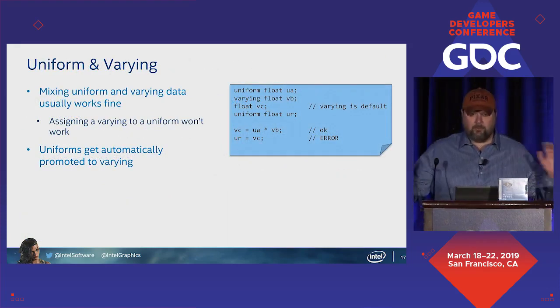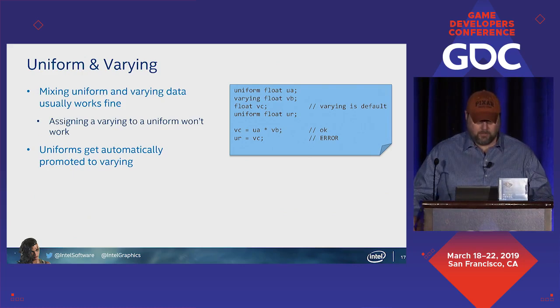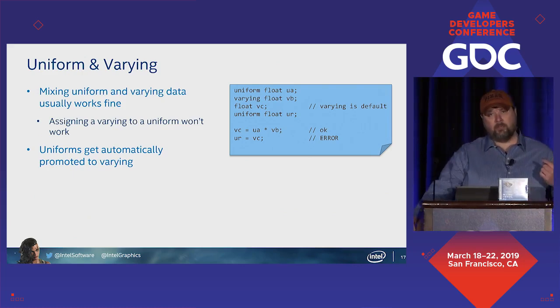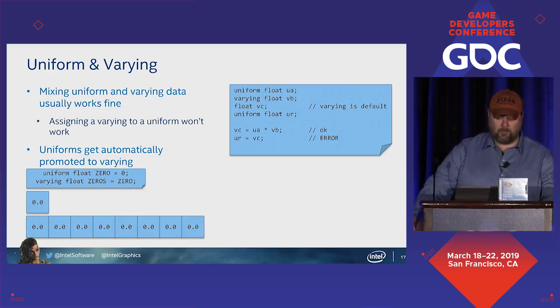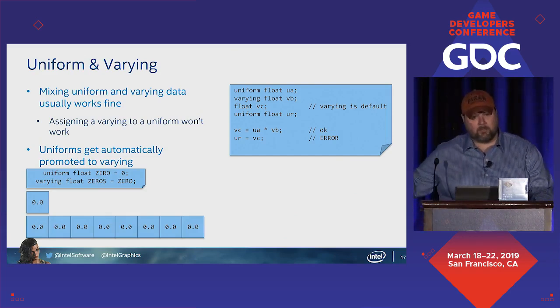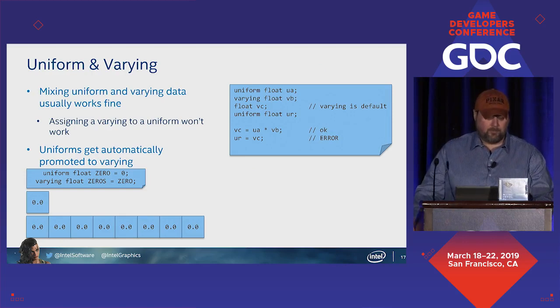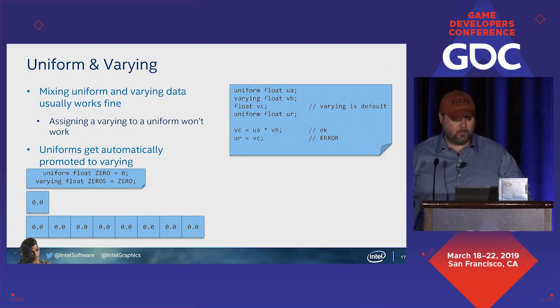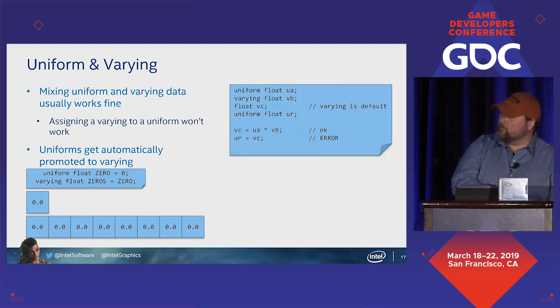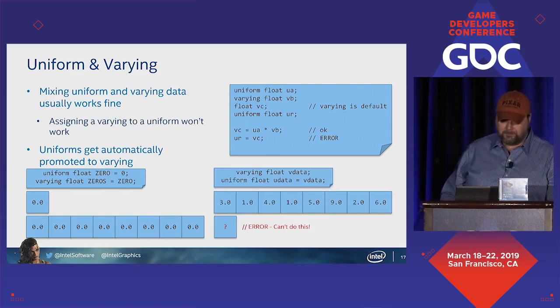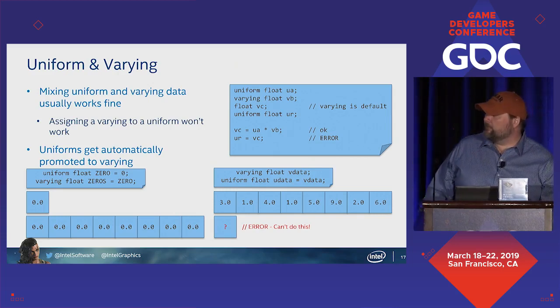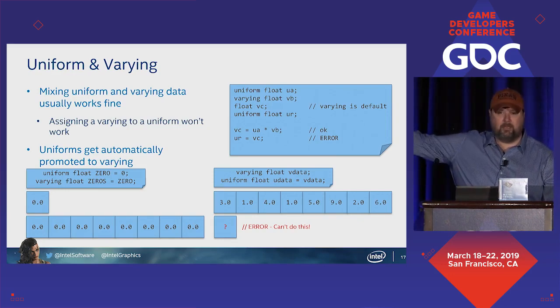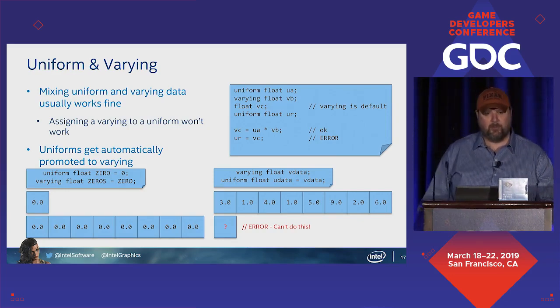All right, so mixing uniform and varying typically works pretty well. You can assign a uniform to a varying, but you can't assign a varying to a uniform. Uniforms get automatically promoted to varying. So here we've got a uniform float 0, and we're going to assign that to a varying float zeros. The uniform is essentially broadcast into that varying. And this is an example of why assigning a varying to a uniform won't work. We can't take all of that data and collapse it down into one 32-bit register.